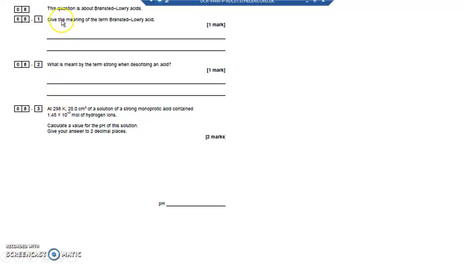Question 8. This question is about Bronsted-Lowry acids. Give the meaning of the term Bronsted-Lowry acid. It's a proton donor or an H+ donor.